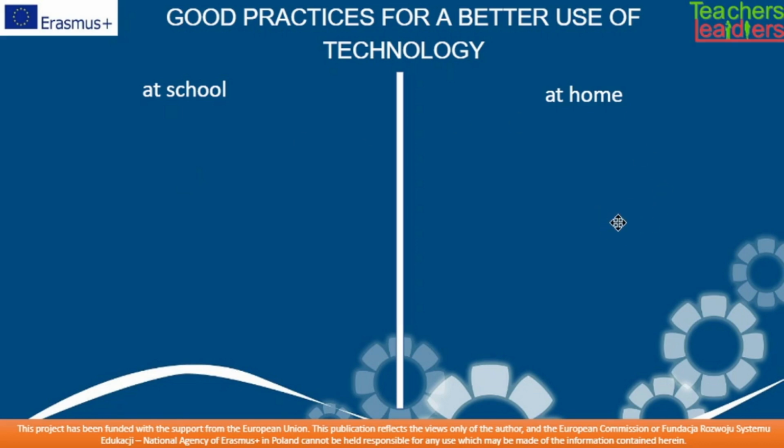At home instead, we can establish situations where the phone is forbidden, like at the table or in the bedroom. Or we can start trying to leave the phone at home. It's not always necessary.